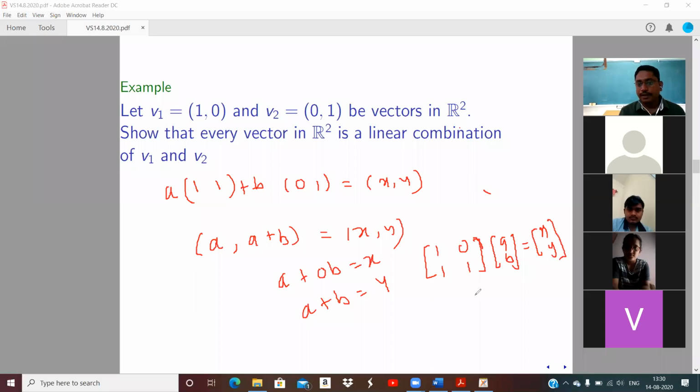(x, y). a and b we need to find. So in the first year you have seen the augmented matrix (1 0; 1 1) with (x, y). You need to find the solution for this. Now this is a square system. You just find the determinant. If the determinant is 0, then it is a singular matrix and we are not able to solve the non-homogeneous system. Homogeneous system can always be solved.